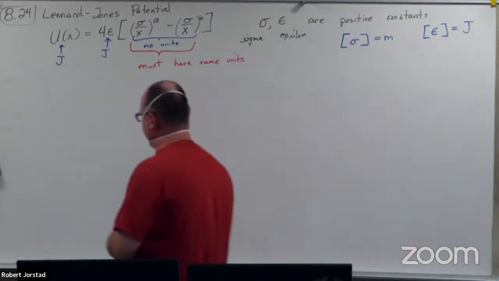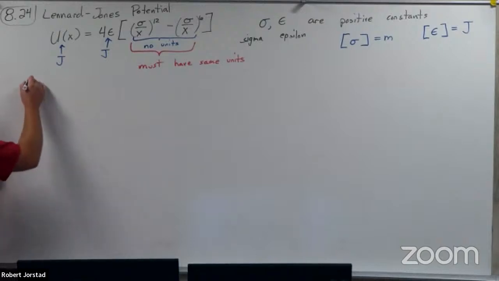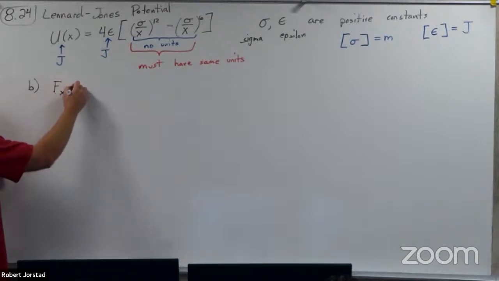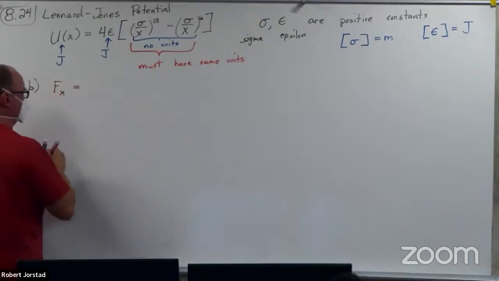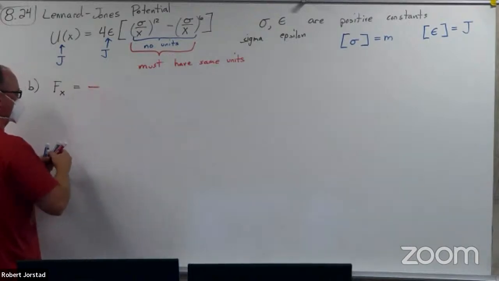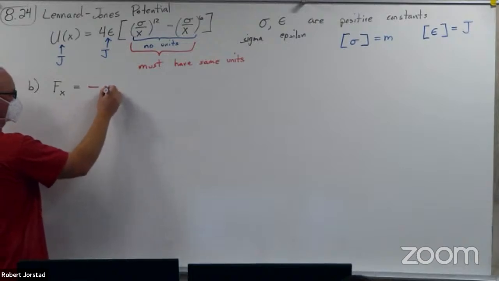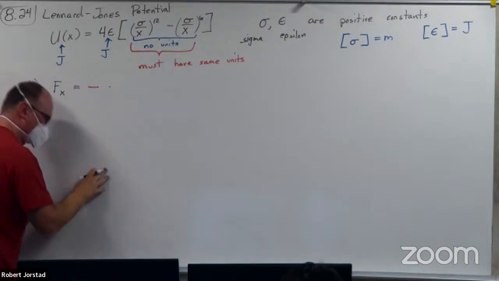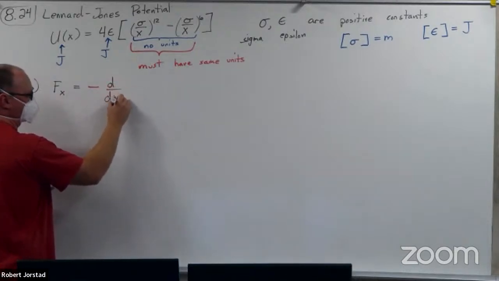B says get the force. What do I do? You can get F from U. How? By setting U equals negative F. Nice. U equals what? Negative F. No, I did it backwards. I need to do something to U. I need a derivative of U.